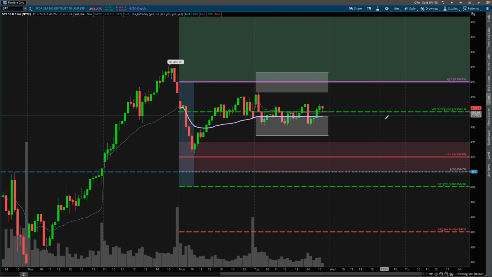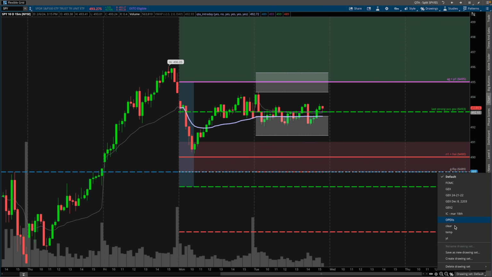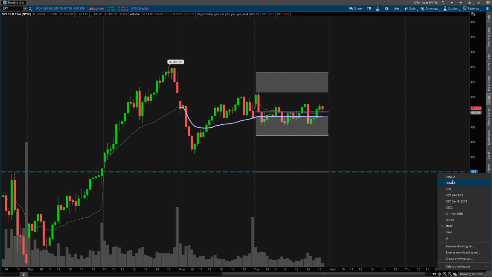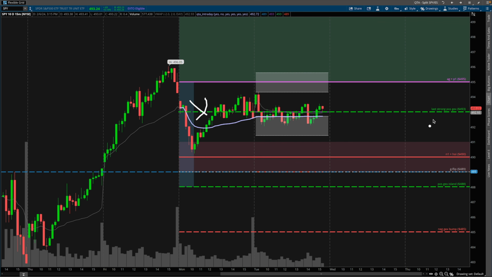So my thought process being, hey, if we were to turn off these levels here and just look at a clear chart, I already knew this is the absolute gamma strike for Friday expiration on the SPY. So that's 493. And then on top of that, at the start of the week, when I draw out these levels, this was also the last strong positive gamma exposure strike.